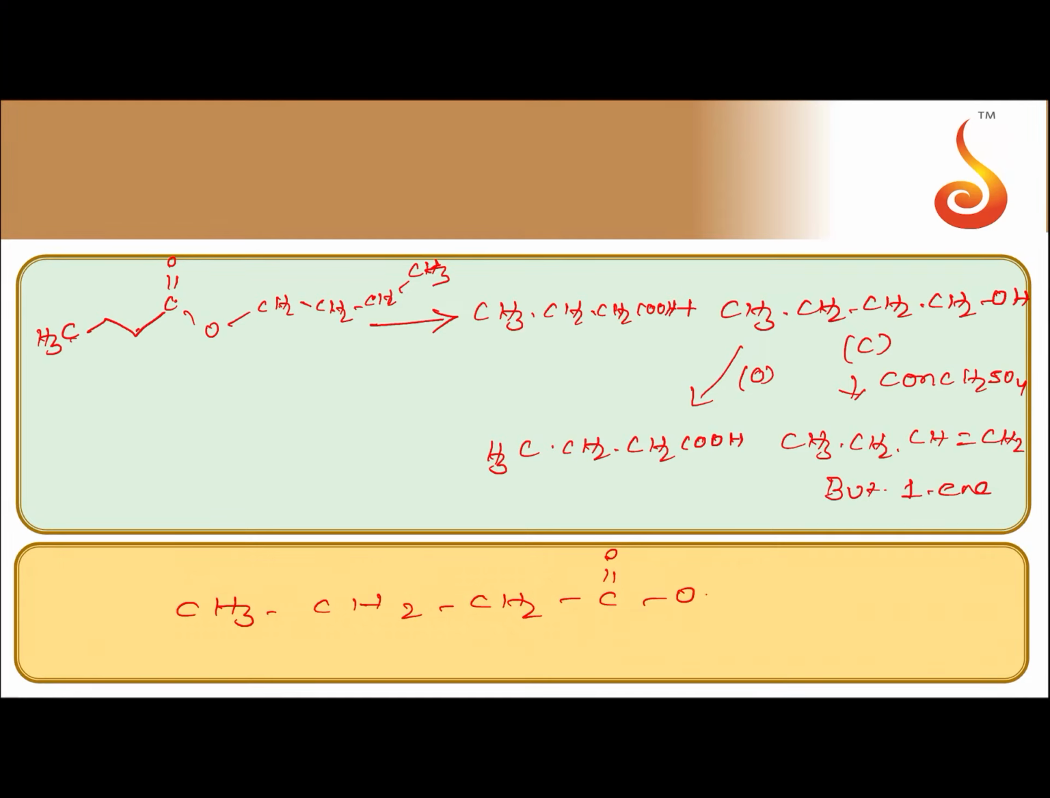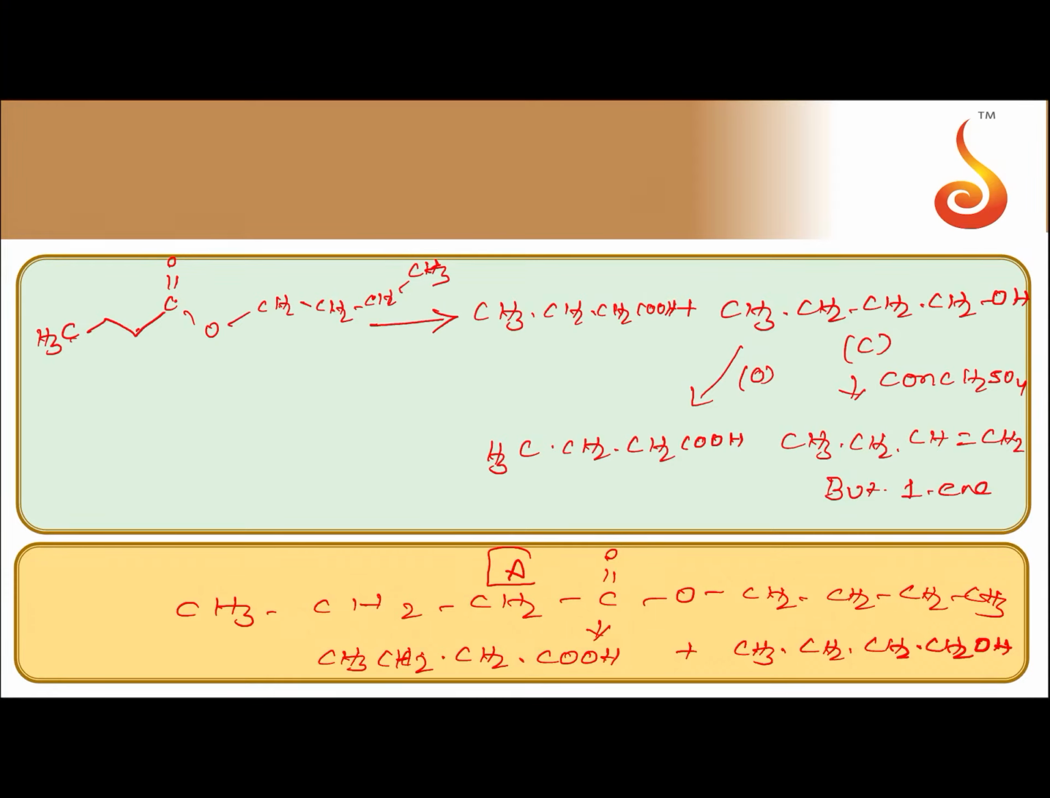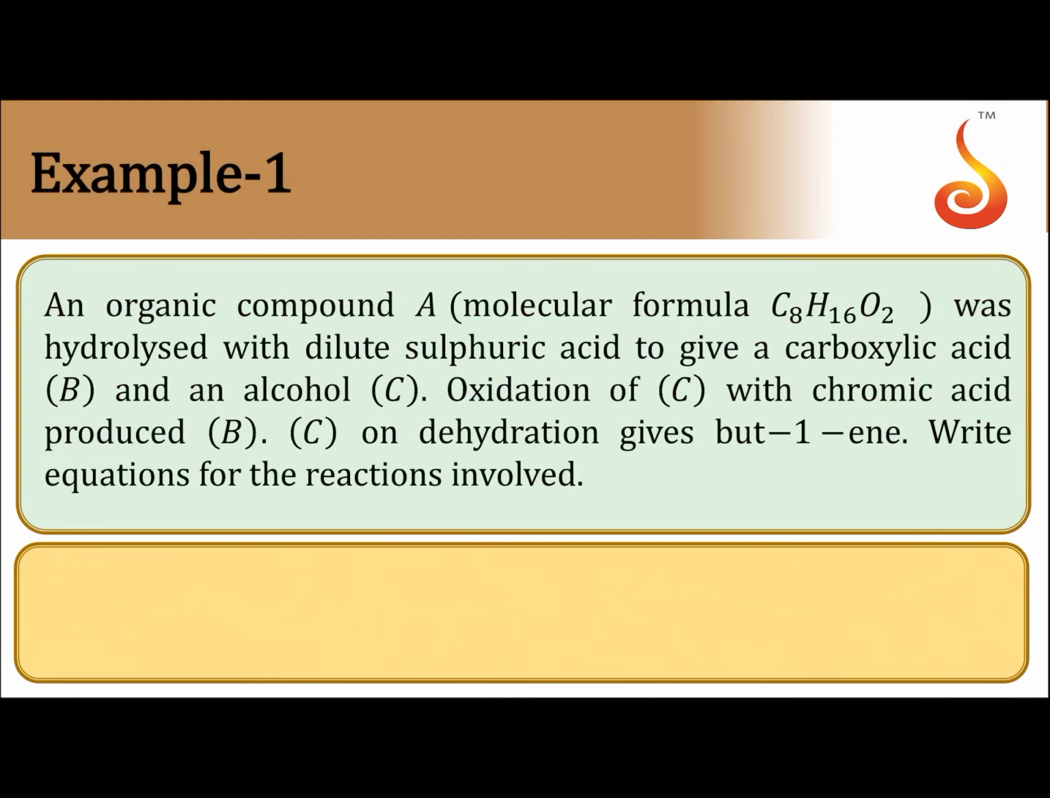CH3CH2CH2C(=O)OCH2CH2CH2CH3. This compound on hydrolysis will give CH3CH2CH2COOH plus CH3CH2CH2CH2OH. That means you will get a carboxylic acid and an alcohol there. So this is compound A, this is compound B, and this is compound C.